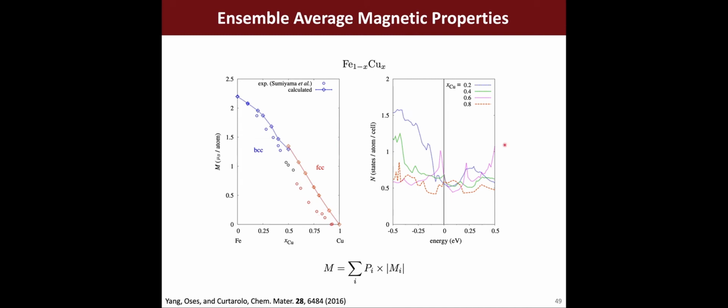We've even looked at the density of states here. The concept is that at the Fermi energy, as the system becomes more non-magnetic, the density of states should drop at the Fermi level. You can see that at 0.2 concentration copper, the density of states is much higher than that of 0.8, where we're mostly copper. So we can recover the results we would expect from the literature using our POCC model.